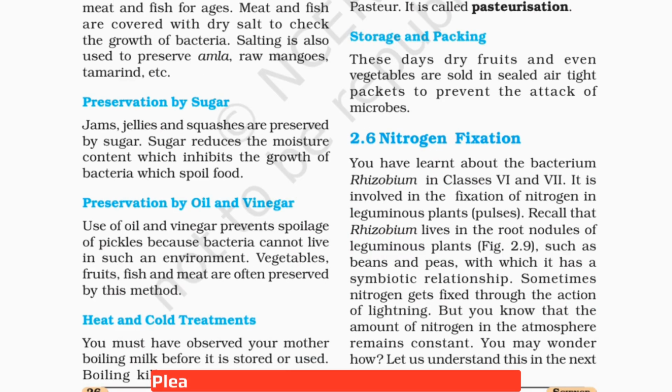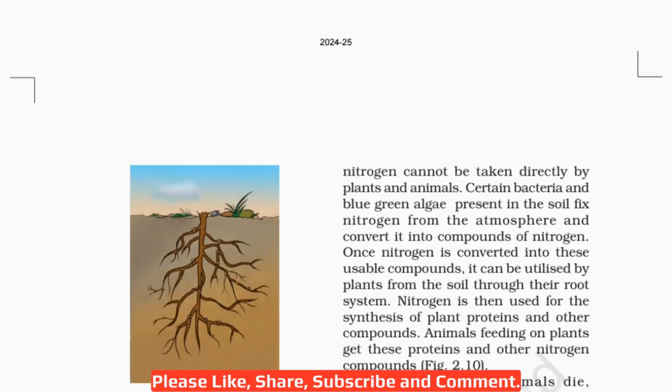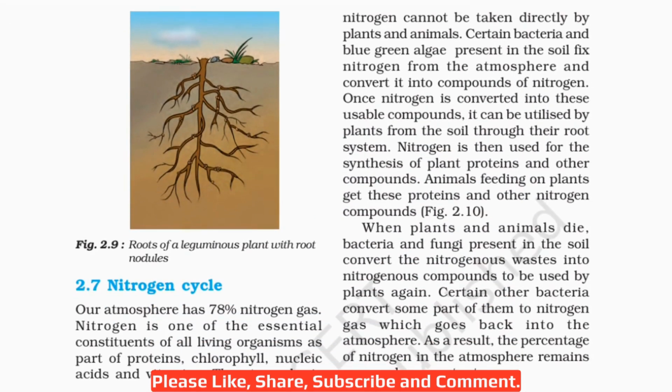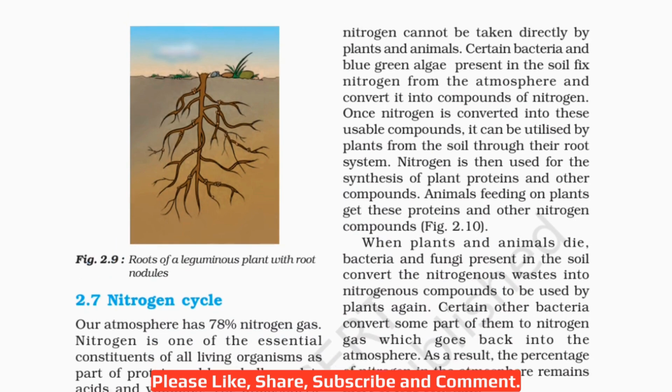2.6 Nitrogen fixation. You have learned about the bacterium rhizobium in classes 6 and 7. It is involved in the fixation of nitrogen in leguminous plants. Leguminous plants include pulses, peas and beans. Recall that rhizobium lives in the root nodules of leguminous plants. In figure 2.9, you can see these leguminous plants as well. See this figure. These are the roots of leguminous plants with root nodules.